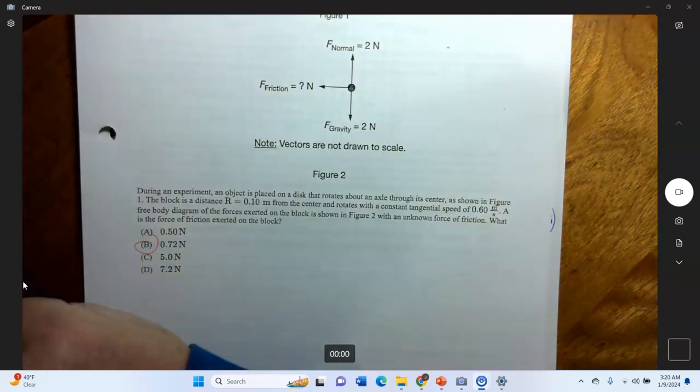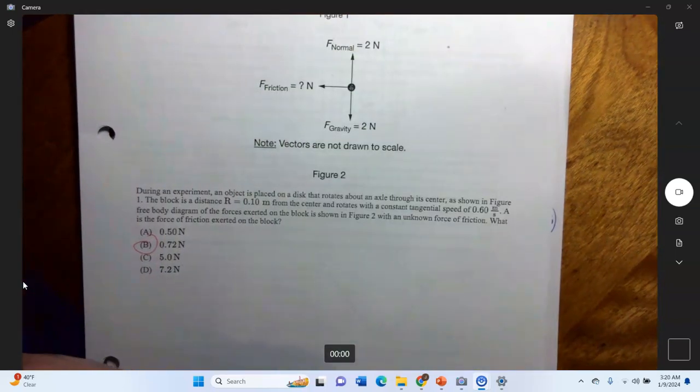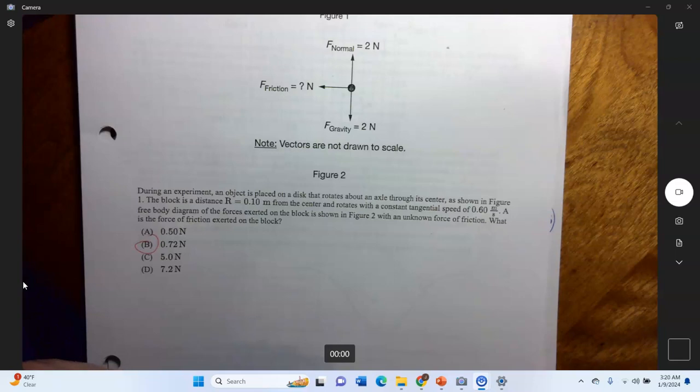0.60 meters per second. So again, you can just draw an arrow right there. Okay, a free body diagram of the forces exerted on the block is shown in Figure 2 above with an unknown friction force. Okay, so what is the force of friction exerted on the block?